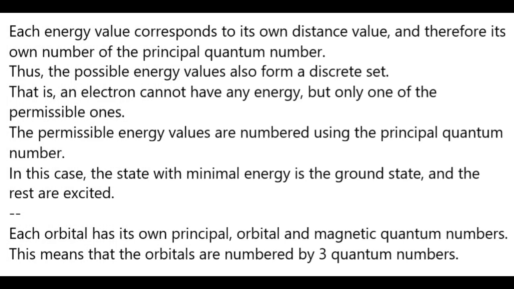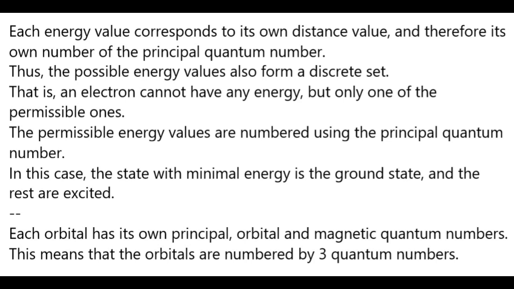Each energy value corresponds to its own distance value and therefore its own number of the principal quantum number. Thus, the possible energy values also form a discrete set. That is, an electron cannot have any energy but only one of the permissible ones. The permissible energy values are numbered using the principal quantum number. In this case, the state with minimal energy is the ground state, and the rest are excited.